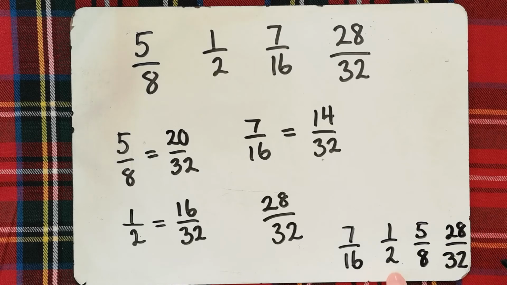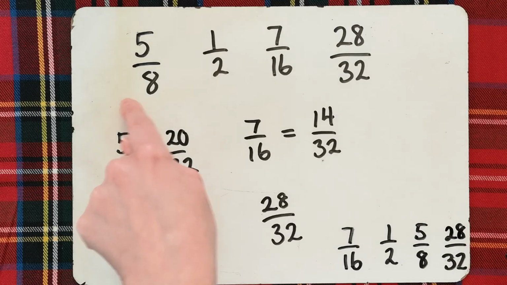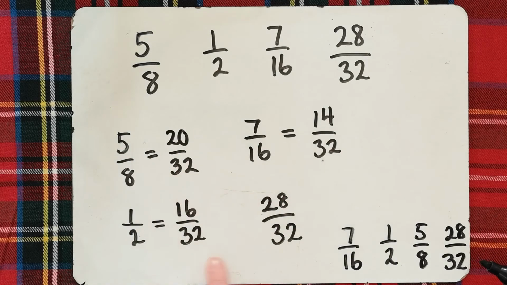Remember, when we order them at the end, we put them back into their original form, the form which we were given them in. So we're not using the equivalent fraction forms in the final order, we're using those to help us order them, but we're ordering them with the original fractions.